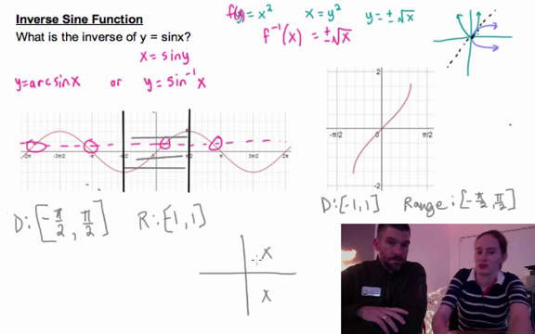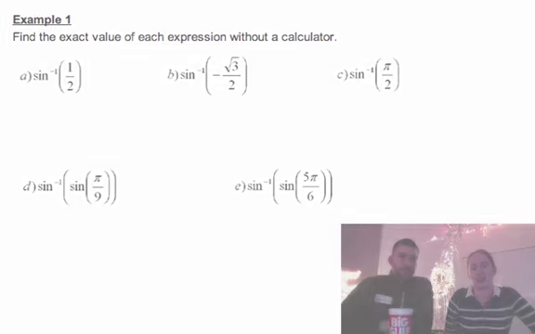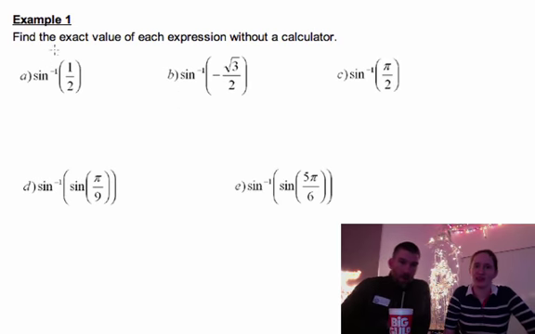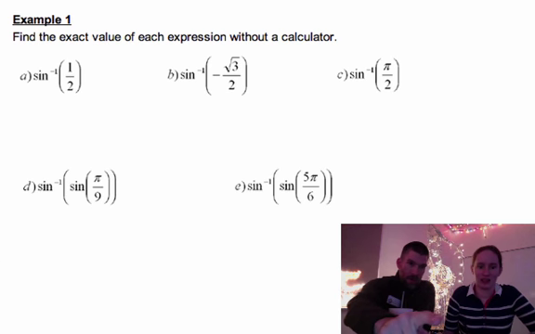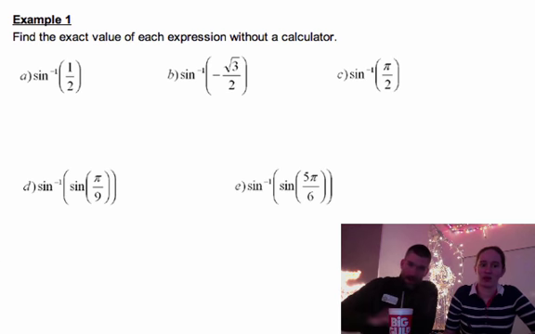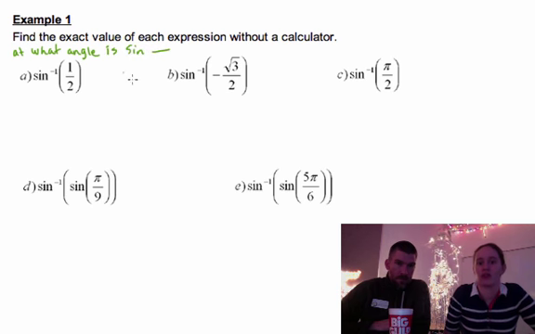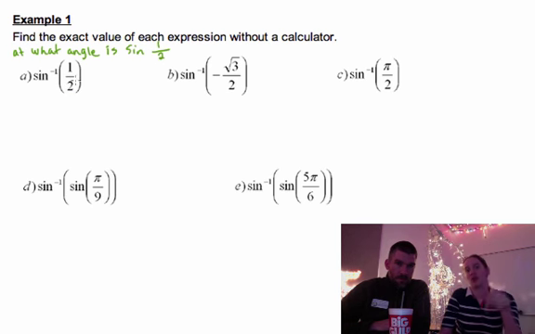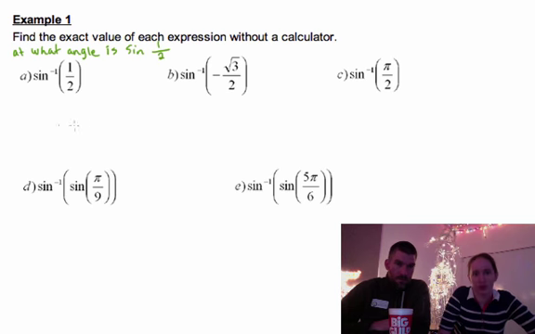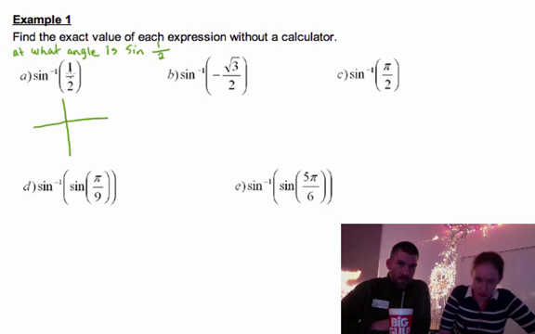Let's try some problems, shall we? Let's do some problems taking the inverse sine. Remember that what we're saying here is basically, at what angle is sine, and then you fill in the blank with whatever number, a number in there, not an angle. So here we'd have 1/2. This is asking us, at what angle is sine 1/2? That's what the inverse sine function means.